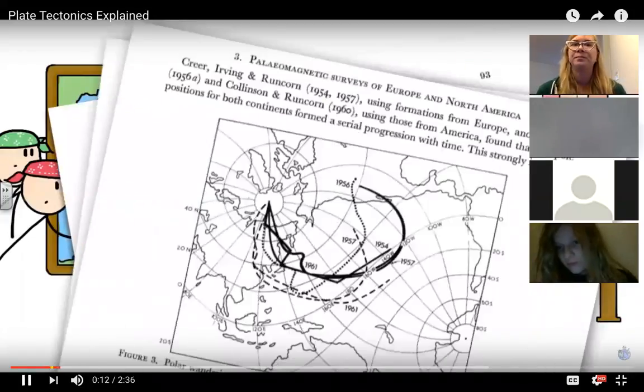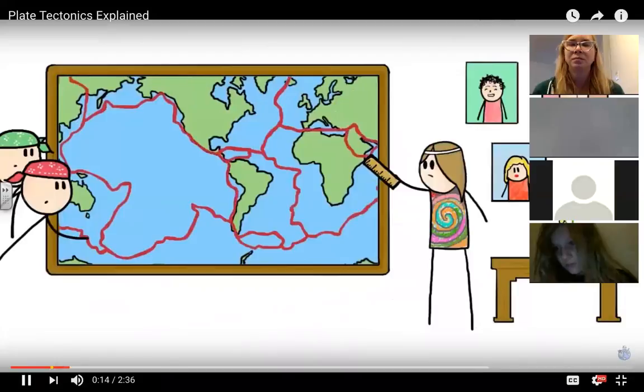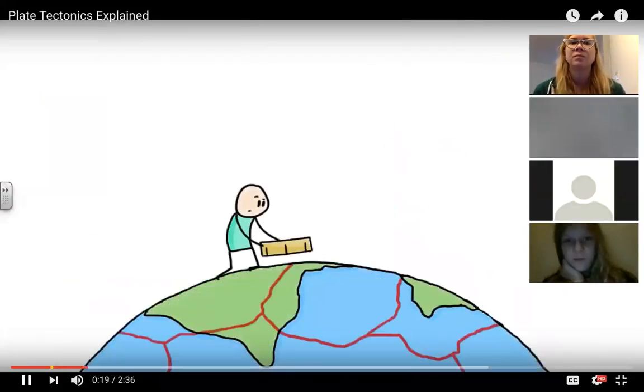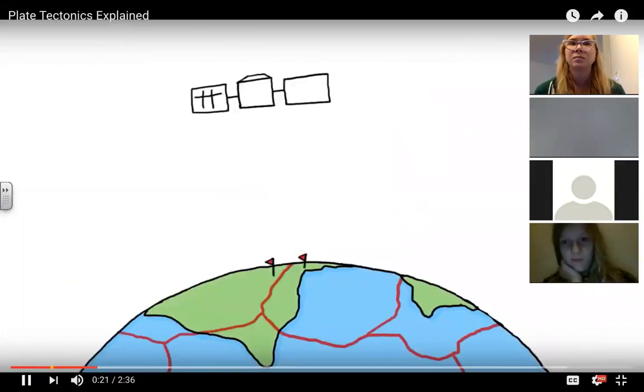When mounting evidence made it clear that the Earth's crust is broken up into fragments, and that those fragments, called tectonic plates, are moving. And these days we directly track that motion, with millimeter precision, from space.